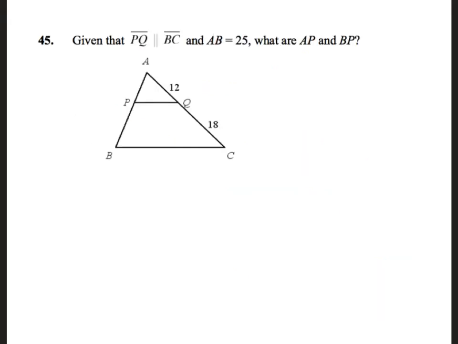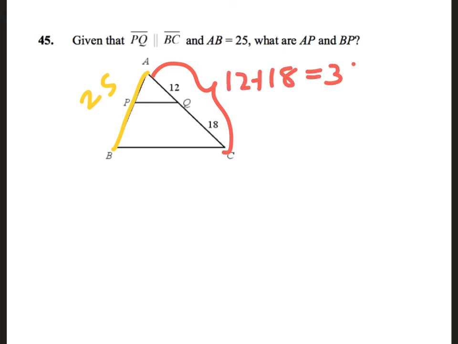And 45, it says, given that PQ is parallel to BC and AB equals 25, so this whole length here is 25, what are AP and BP? So we're going to do kind of two things here. First thing, I'm going to figure out this whole length. When I do that, I'm going to do 12 plus 18, which equals 30. So for each of my fractions, I'm going to start out with 25 over 30.